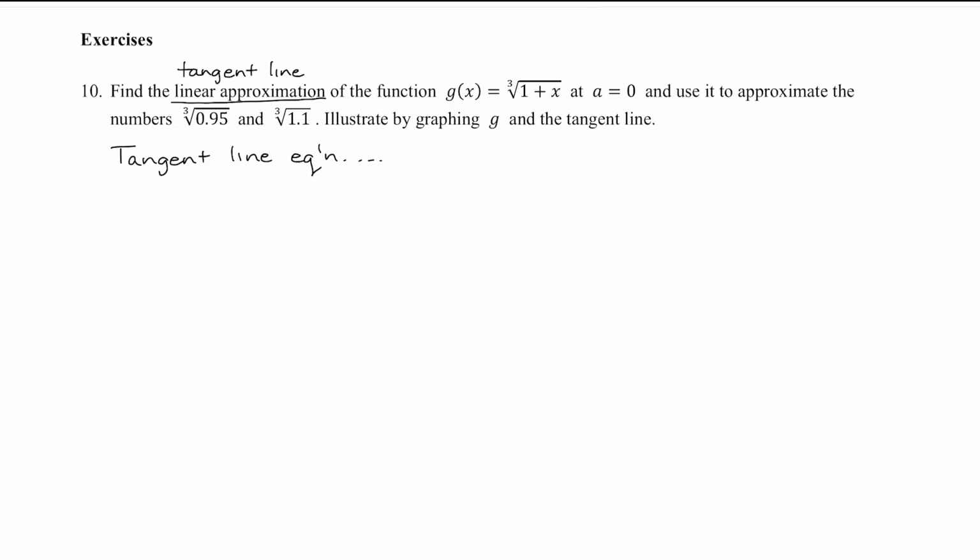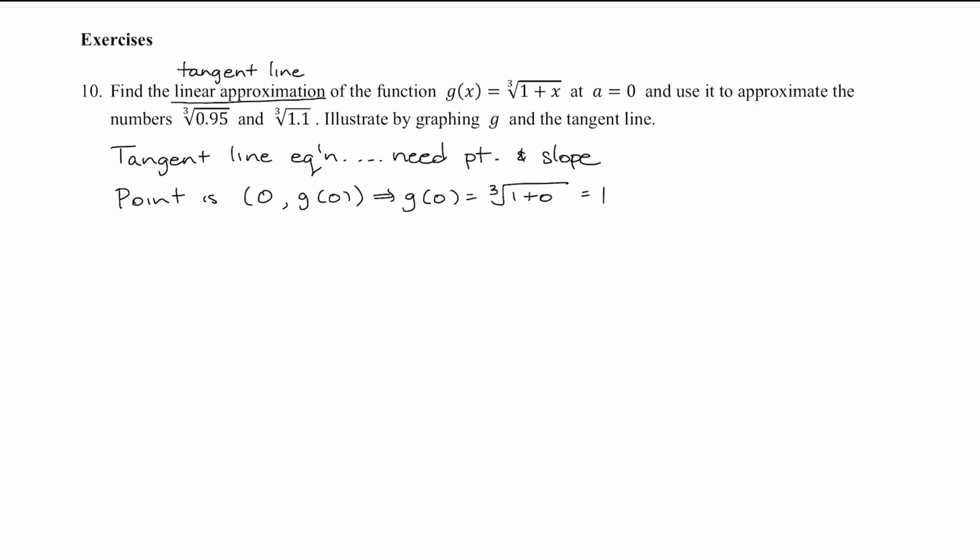Okay, so first thing we need to do is find the tangent line equation. So as per usual, we need a point and we need a slope. So the point is at a equals 0, and we're going to have to figure out what the corresponding y value is. g of 0, that's the cube root of 1 plus 0, or the cube root of 1, which is 1. So the point is 0, 1.